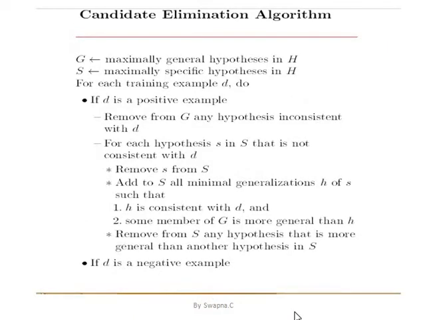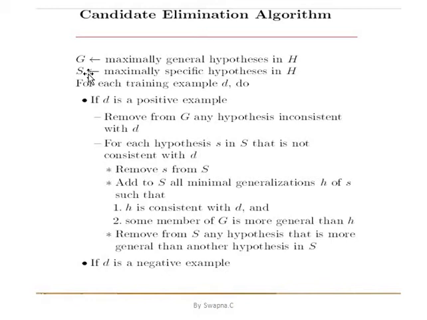So next is the candidate elimination algorithm. Every algorithm is a set of steps used in sequence to complete one task. So the candidate elimination algorithm is represented like this. For this, it generally uses 2 hypotheses: the maximally general hypothesis present in H, represented with G, and the maximally specific hypothesis present in H, represented with S.